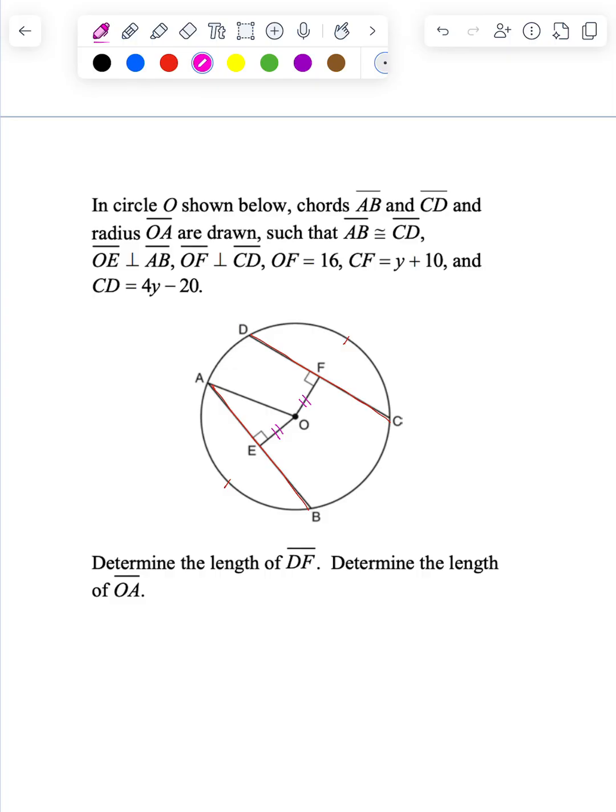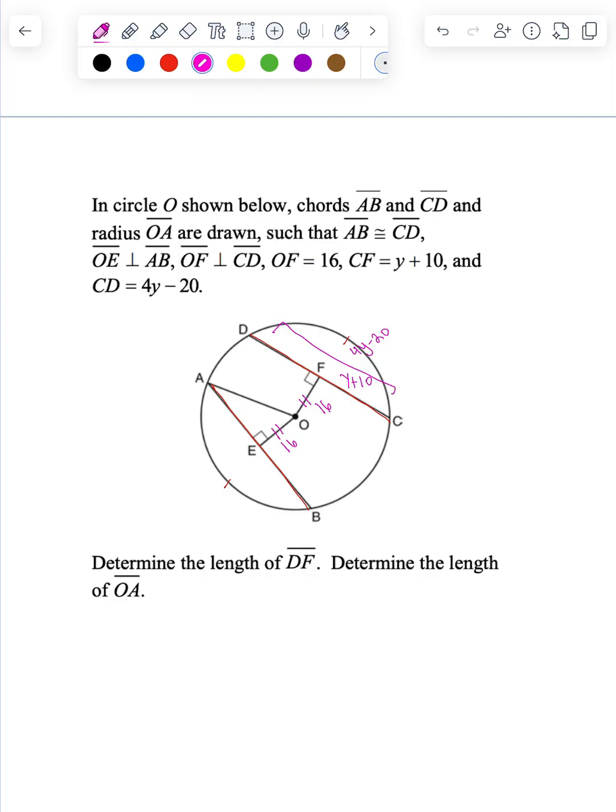They also tell us that OE is perpendicular to AB and OF is perpendicular to CD. We know that OF is 16. Oh, and that means OE would be 16 as well. We know that CF is y plus 10, and CD is 4y minus 20. Determine the length of DF, and then determine the length of OA. So first we're finding DF, and then we're finding OA.